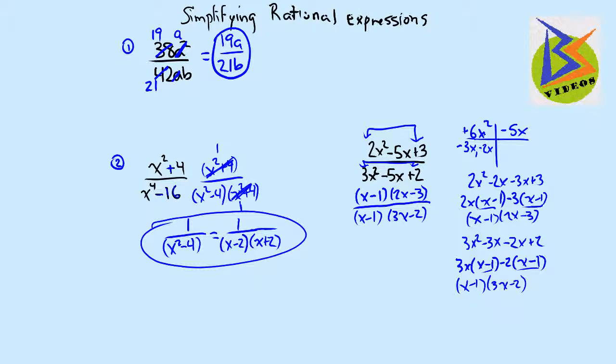And then we see that we can cancel out our x minus 1s, and we're left with 2x minus 3 over 3x minus 2. And there's nothing more we can do with that, because those are factors that cannot be canceled down. So hopefully this video helped you.